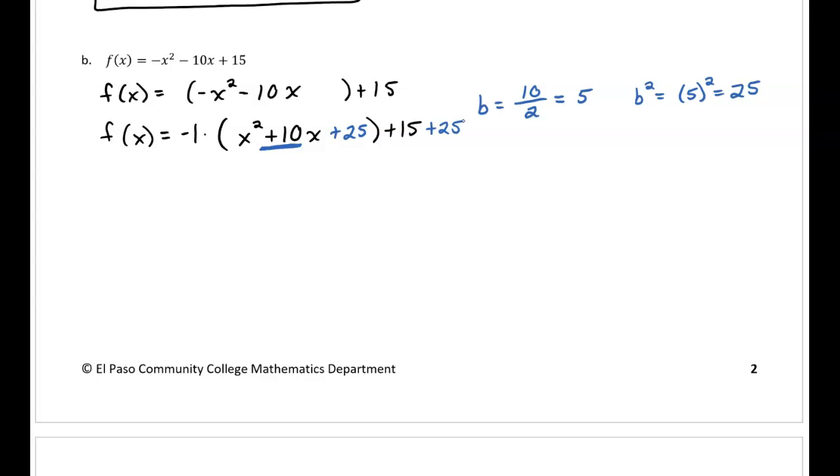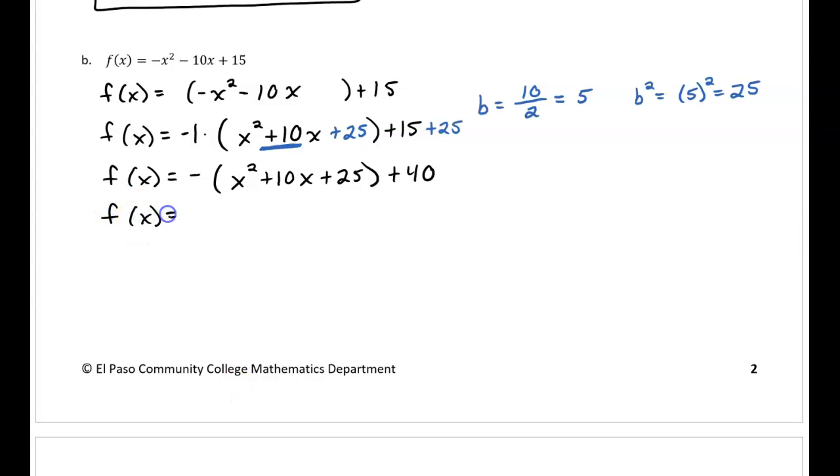Or if you want to see it the other way, if I add 25 here, I'm really adding 25 times negative 1. So I'd have to subtract that negative 1 times 25. And you can see how the negative and the negative end up turning positive anyway. So we do the same thing, however we like to view it. From that point, let's start simplifying this. I'm going to have x squared plus 10x plus 25 plus 40. And of course, the negative still in the front of those parentheses.